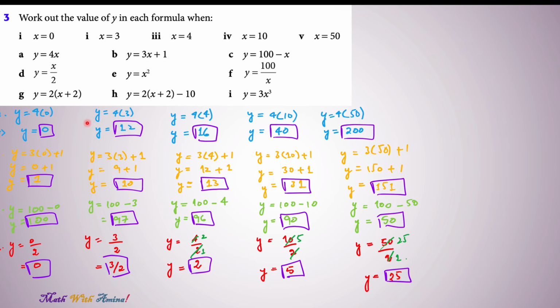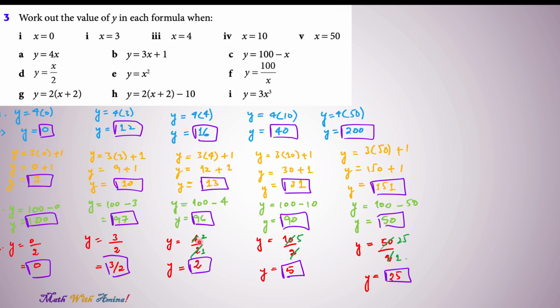Then we have the fourth equation, which is y is equal to x over 2. So the very first step is replacing the variable with its value: 0 by 2, 3 by 2, 4 by 2, 10 by 2, and 50 over 2. So 0 by 2, this cannot be further simplified. 0 over any number is equal to 0. 3 by 2 cannot be further simplified, so it is 3 by 2 as a final answer. When x is equal to 3, y is equal to 3 by 2.